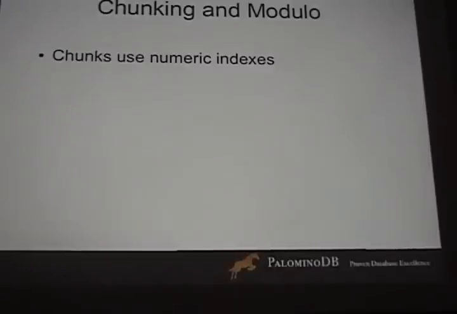Chunks use numeric indexes, as I said. There's a modulo and an offset. So modulo is like the modulo operator. So if you say 21 modulo 5, the answer is 1, right? Because that's the offset, right? So if you divide your data, like I was saying, 20 gigabytes or 21 gigabytes, you want to divide it into 21 pieces. There'd be 1 gigabyte each, and it uses that.